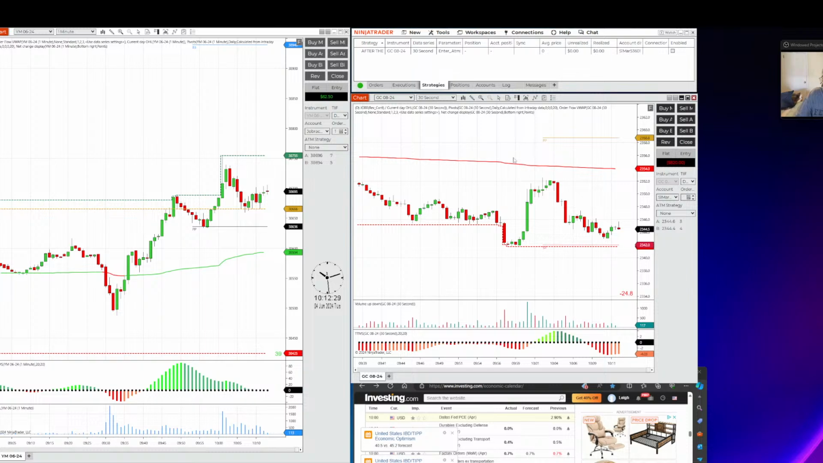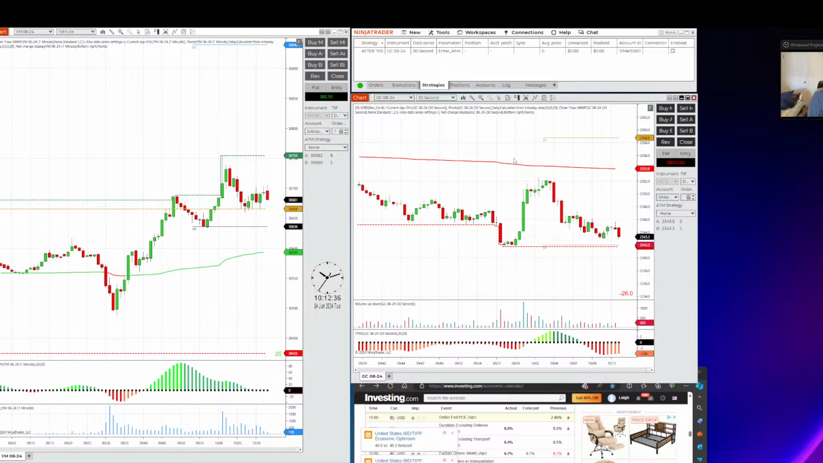However, sometimes you see yourself in profit. You know the market's moving so fast that you feel like the trade's out of control, so you try to hit the close button to get out with a profit. That's not a crazy thing to do.